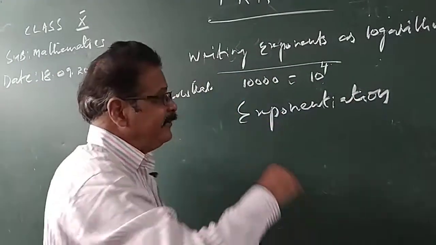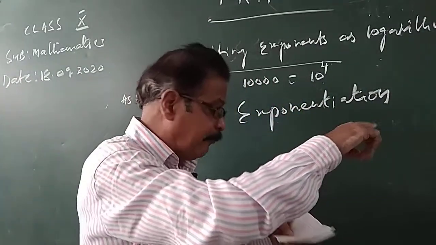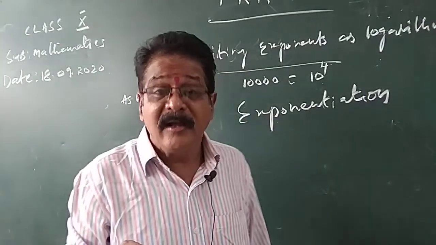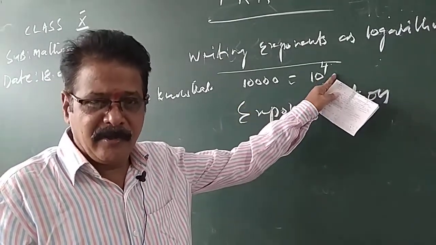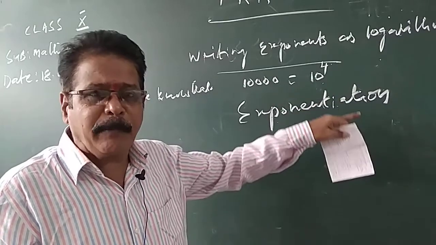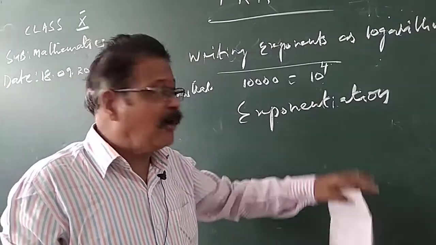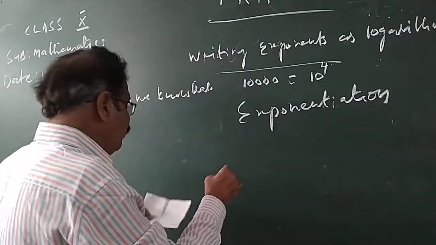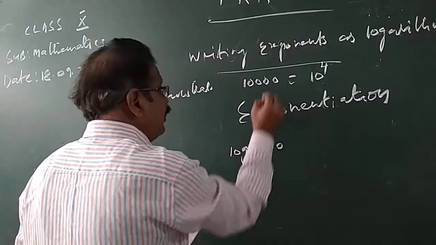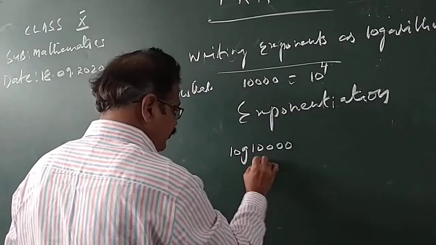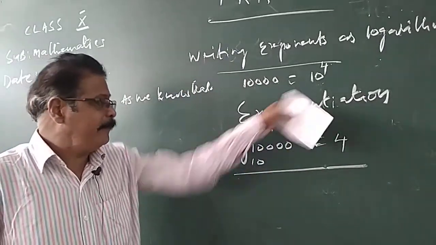We can also write this in another form, that is the logarithm. How did we write 10,000? 10,000 is written as 10 to the power of 4. This is the exponential form. And this can also be written in another form, the logarithmic form. The logarithmic form is log 10,000 base 10 equal to 4.